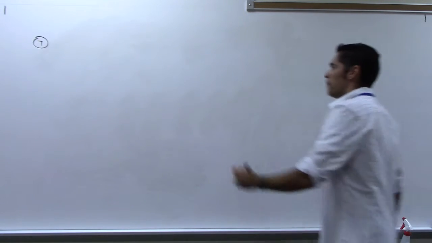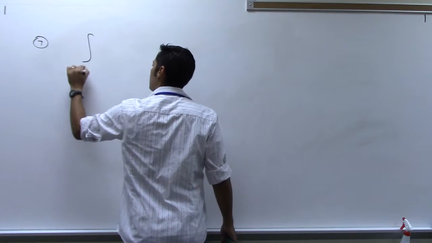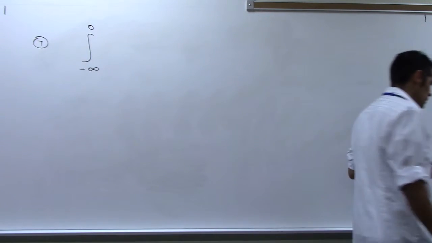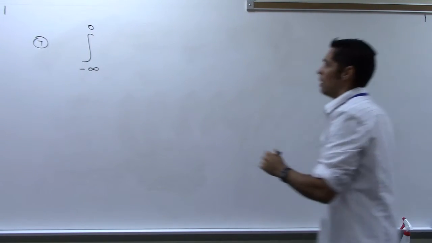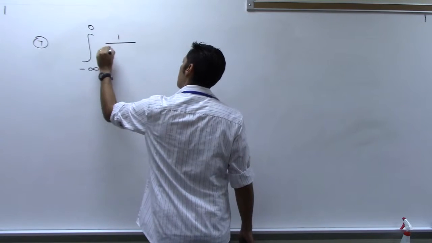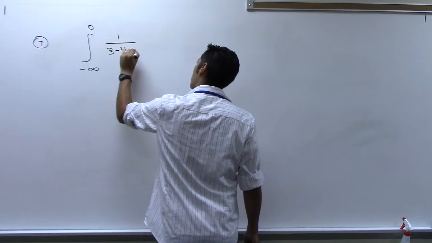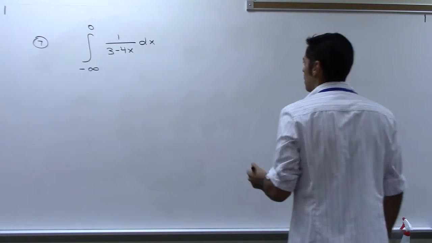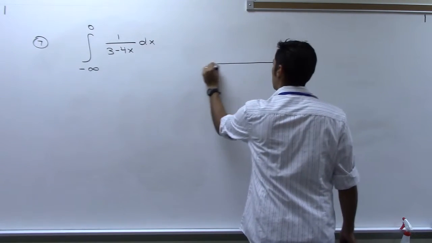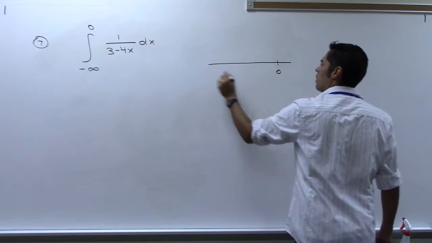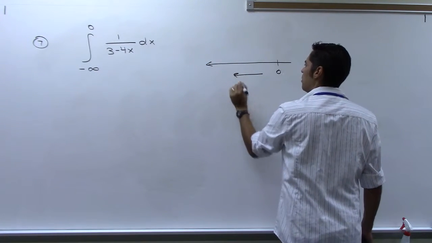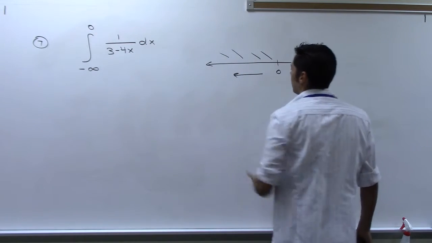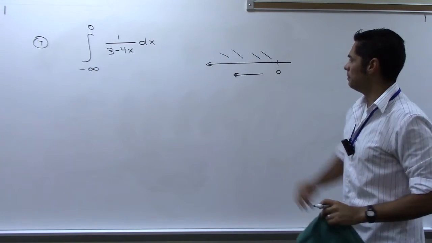Integral from -infinity to 0 of 1 over 3 minus 4x dx. All right, so again, I'm going to take a look at the interval here. Here's 0. We're going out this direction to infinity, and whatever the function's doing, I'm trying to find the area underneath that curve to the left of 0.